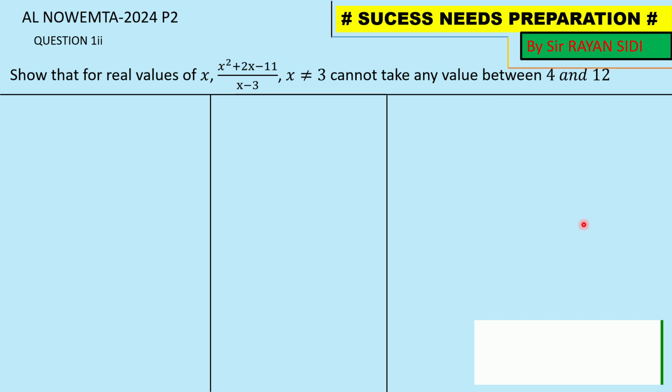It means that we are required to find the range. They ask us to find the range, and the interval between 4 and 12 is the opposite range, or the range that we don't want. So it's from there that we show that it cannot take values in between 4 and 12.